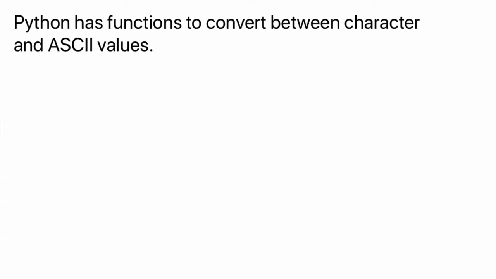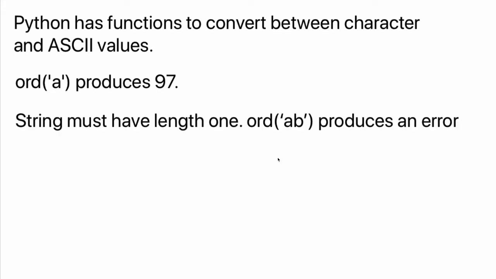Python has functions to convert between the character and its ASCII value. The built-in function ord takes a string of length 1 and returns the ASCII value for that character. Based on what we saw in the previous slide, we know that ord of A returns 97. The string you send the ord function must have length 1. If you call ord with a longer string, you will get an error. The chr function takes an integer and returns the corresponding character for that ASCII value.